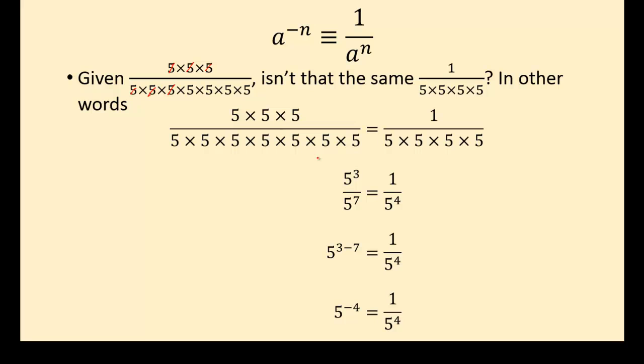Of course, this is 5 to the 3rd power, this is 5 to the 7th power, and this here is 5 to the 4th power. If you use the property we learned a short while ago, this can be expressed as 5 to the 3 minus 7, which is 5 to the minus 4th power. So this is saying that 5 to the minus 4 is equal to 1 over 5 to the 4, which is what this was saying at the beginning.